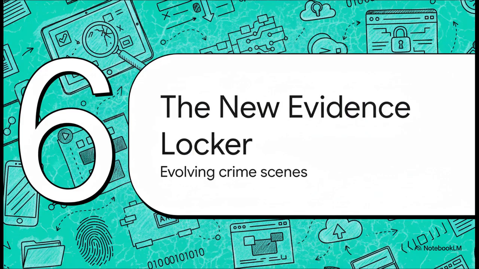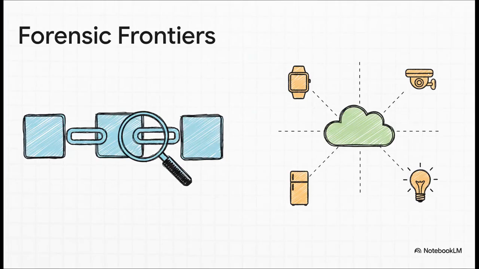So, where is all of this heading? Well, as technology evolves, the digital crime scene evolves right along with it. And that means investigators are constantly having to adapt to brand new sources of evidence. The next big frontiers are already here. You've got the blockchain, which creates a permanent public ledger of every single cryptocurrency transaction. And then there's the whole Internet of Things, which is turning everything from our smartwatches to our refrigerators into potential sources of evidence, each creating its own little stream of data.